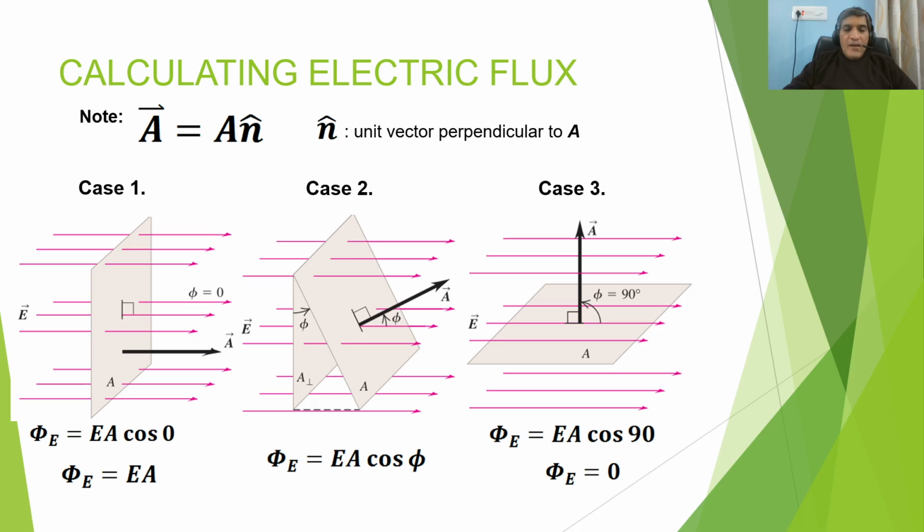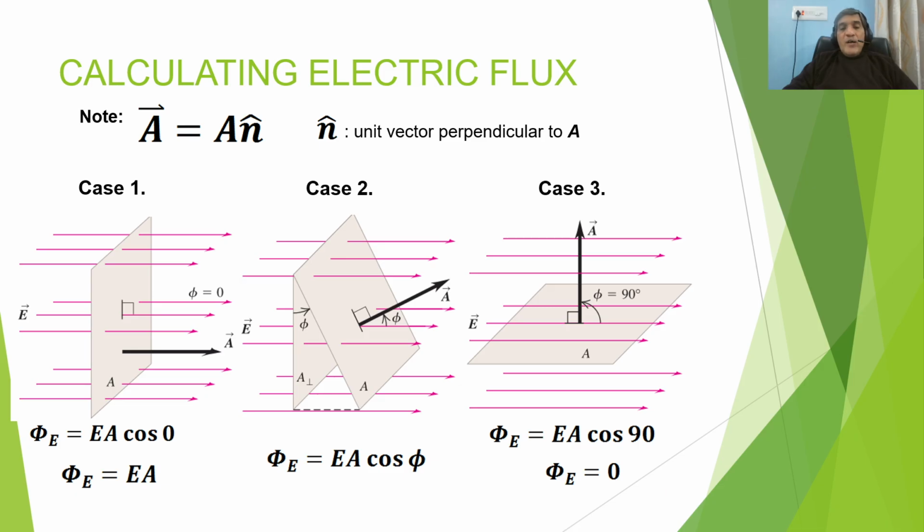They both are parallel, area vector A and electric field are parallel to each other, so they don't have any angle between them. According to our formula, Φ_E equal to EA cos theta. Here theta is 0, and we all know cos 0 is the maximum value, 1. So this is the maximum value of the electric flux, which comes out to be EA. So if the angle between area vector and electric field is 0, we have the maximum electric flux.